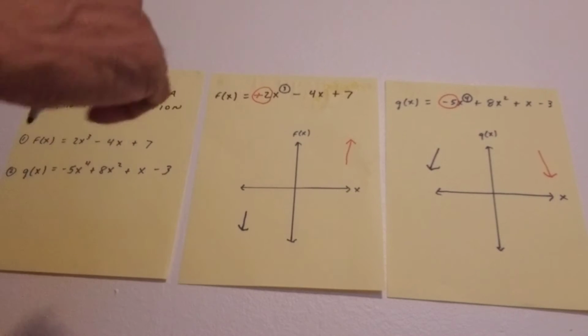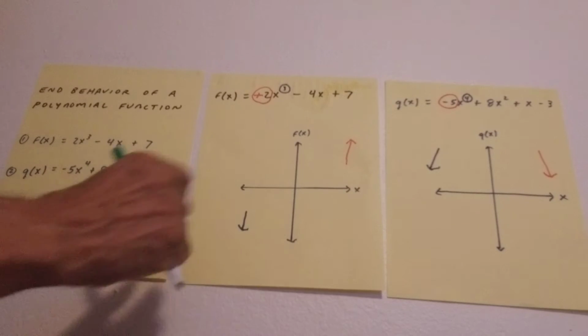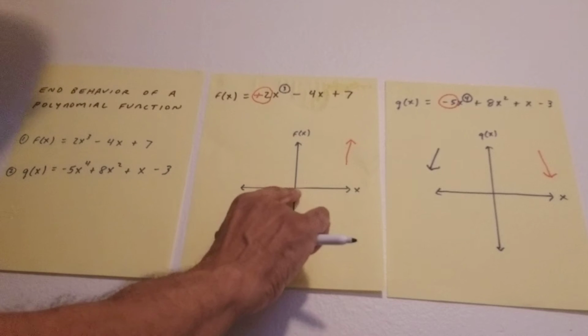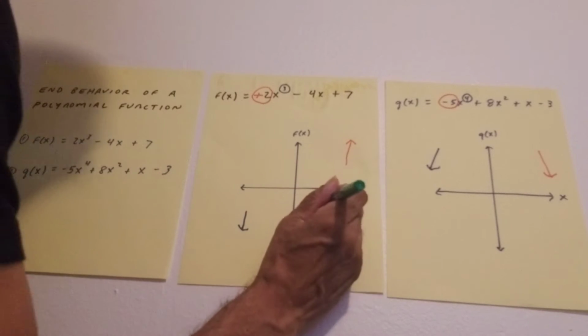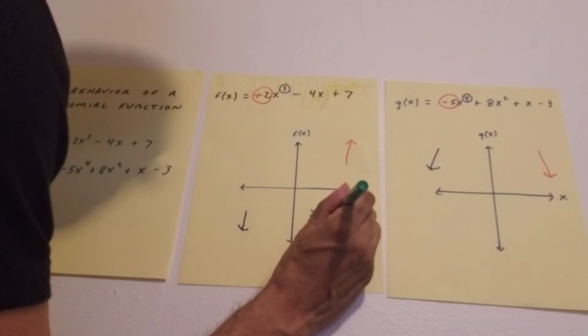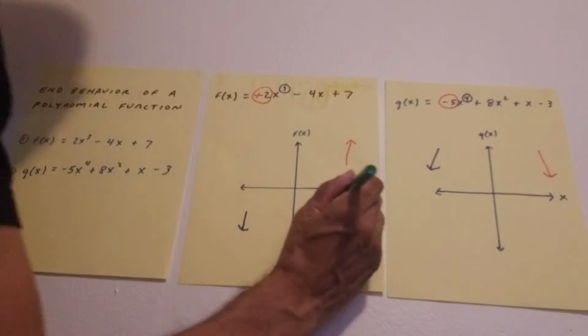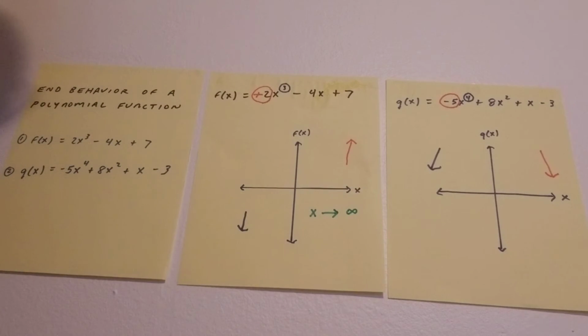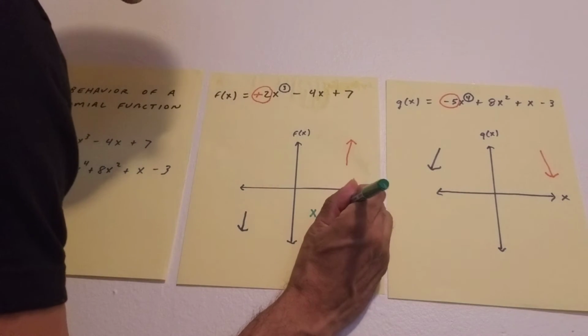Now, let's write this algebraically. For the first function, the right end is going up. That means the input values of x are going to the right when we say right end. So x is approaching infinity. You will also see that as x approaching positive infinity.